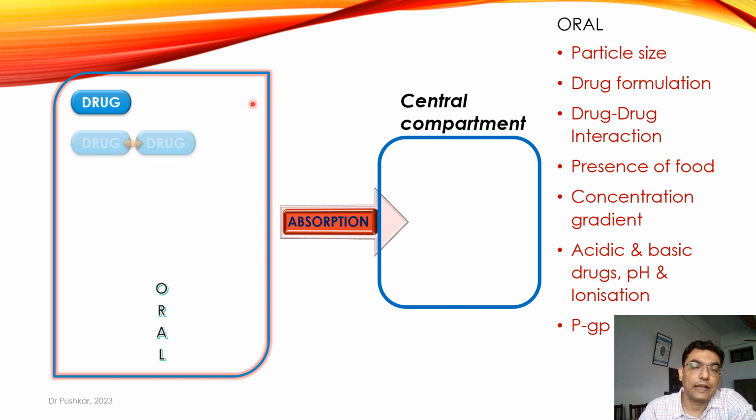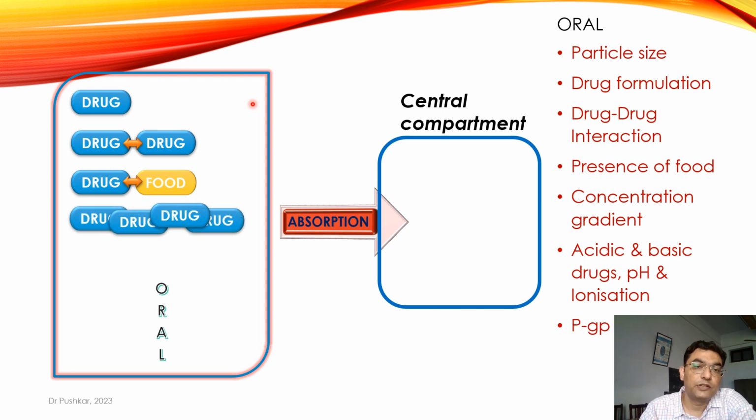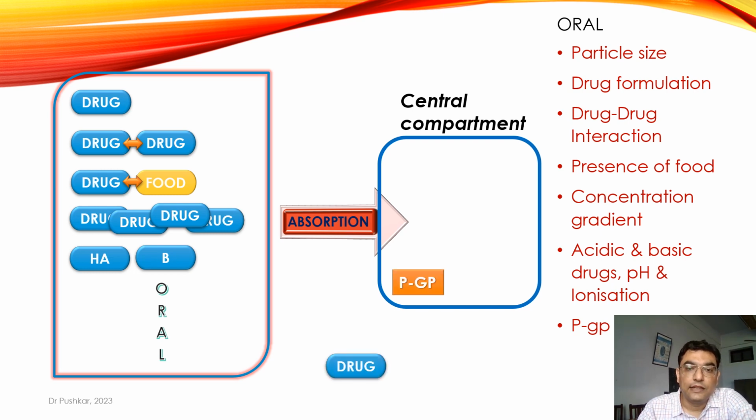Then there is drug-drug interaction, drug-food interaction, the concentration of the drug, and whether the drug is a weak acid or base, along with pH and ionization. All these factors play a very important role in drug absorption. One more important factor is PGP. What is it? It is P glycoprotein, an important efflux protein that effluxes out the drug. We will understand them one by one. Let's start.